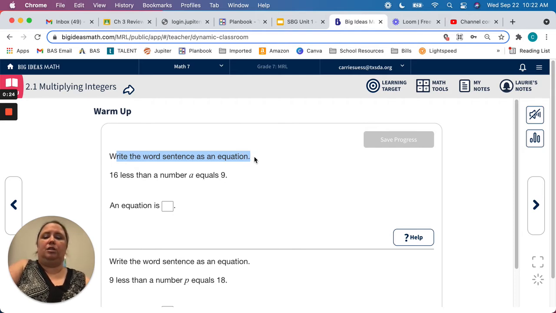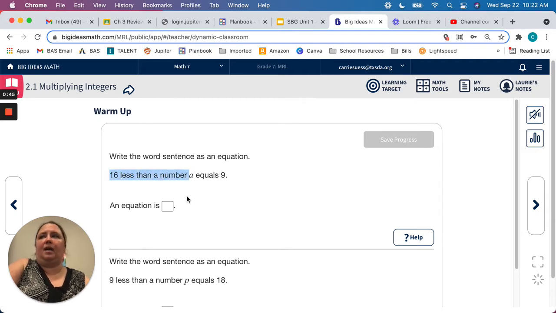An equation has an equal sign. That's why you get the word equation. If it says expression, it does not have an equal sign. Okay? 16 less than a number A. So A is the variable they want you to use for the number. Equals 9. So 16 less than A.